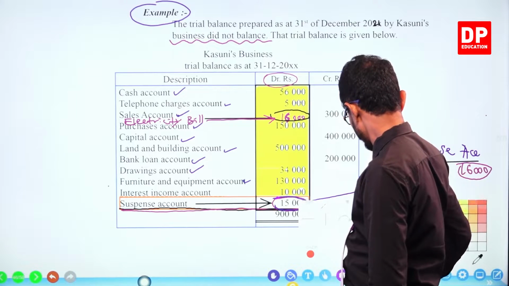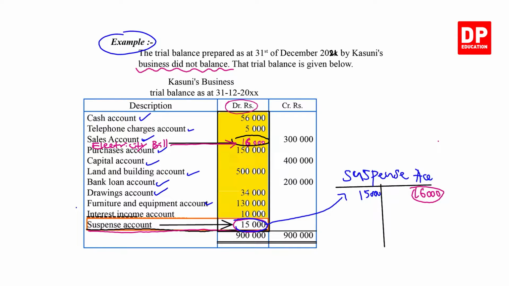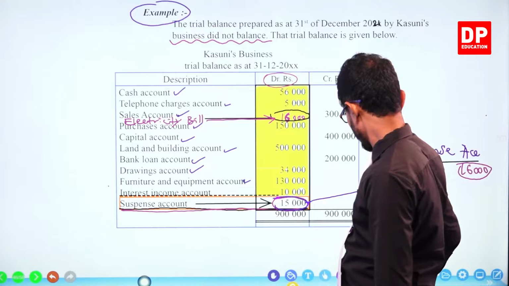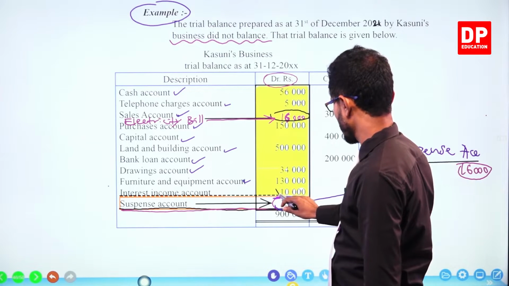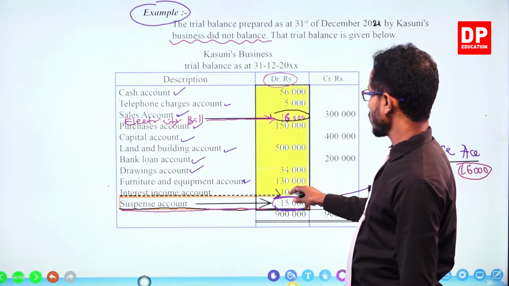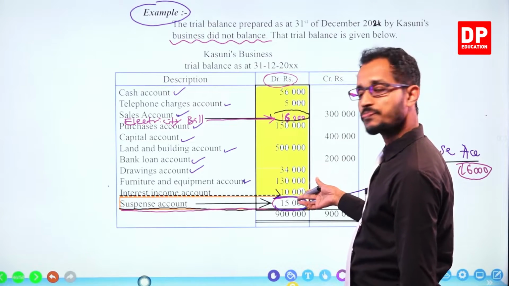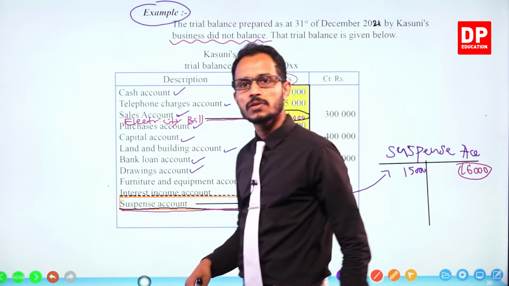Yep, it is in the debit column. See, it is in the debit column. $10,000 is in the debit column. What should we do? Put it to the credit column of the trial balance.